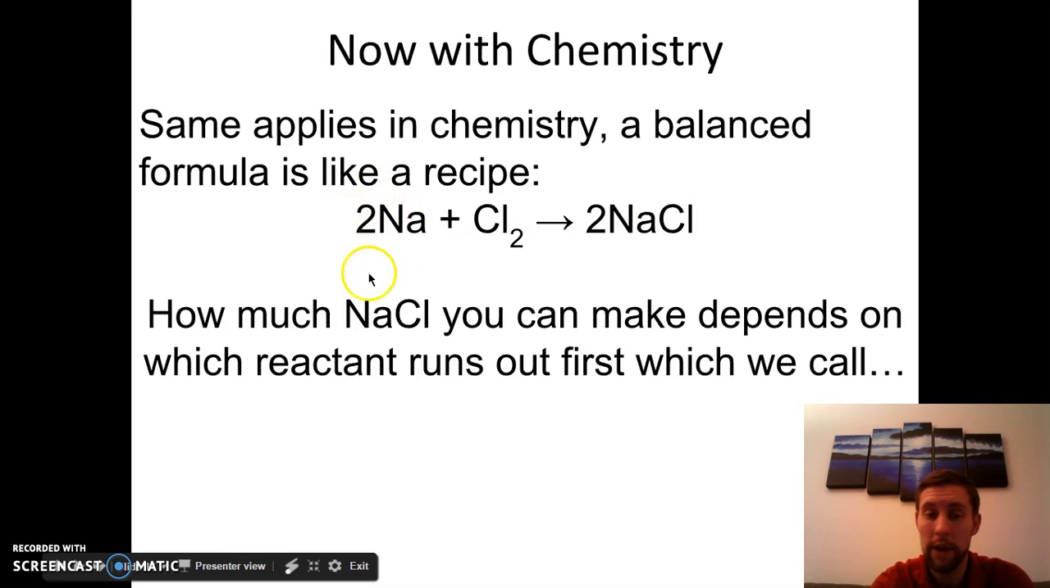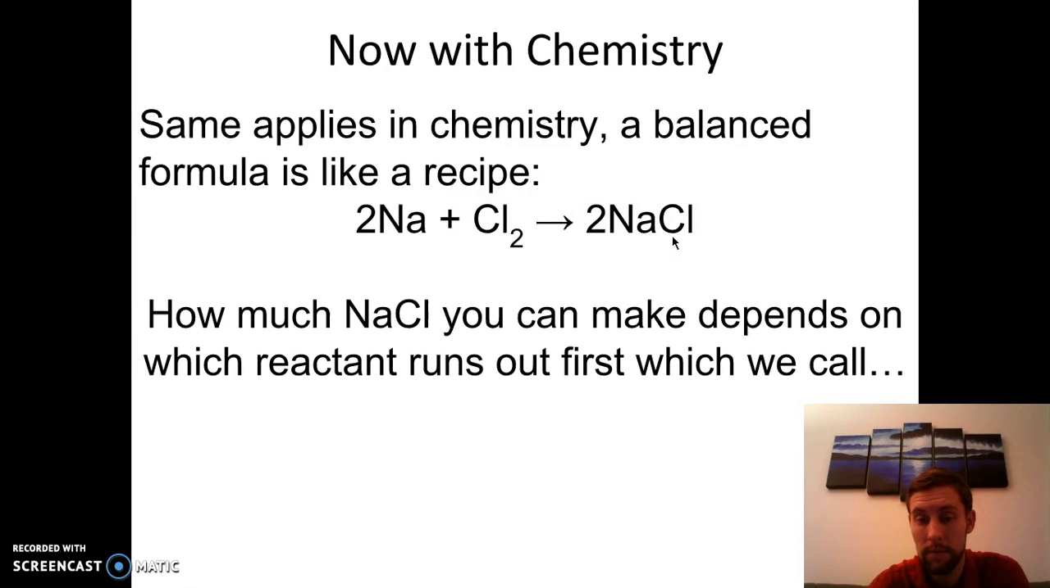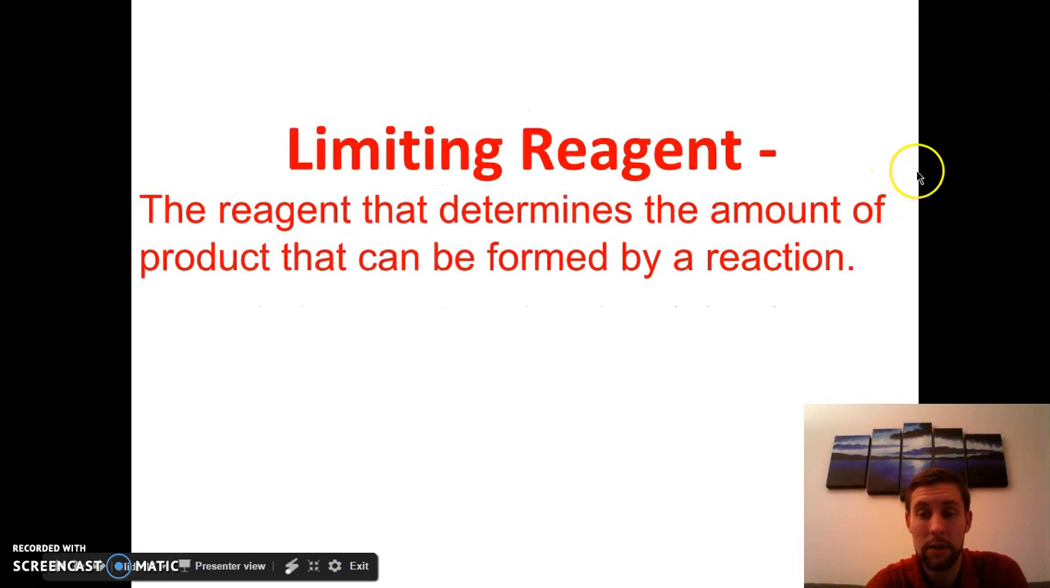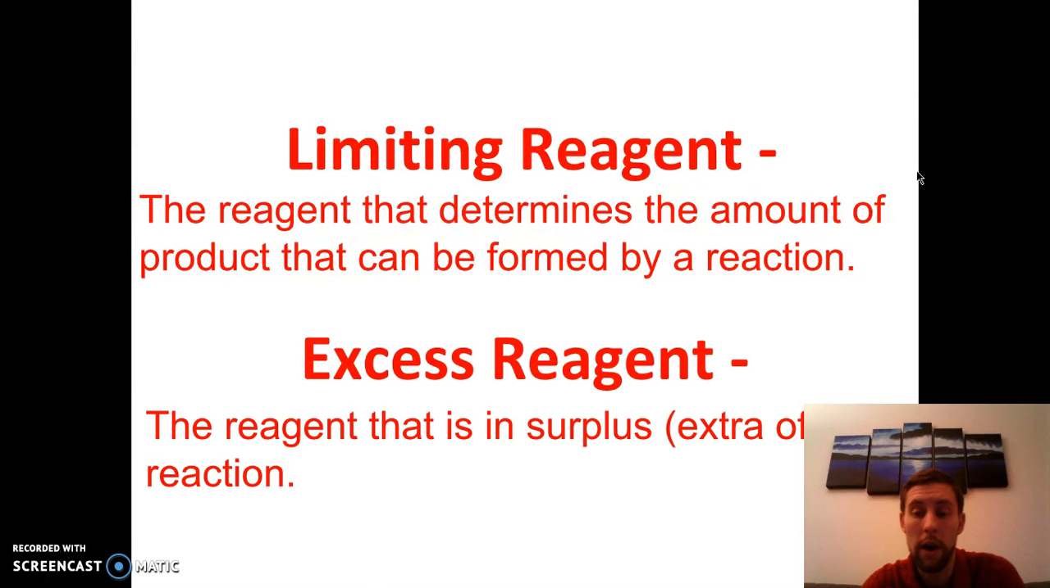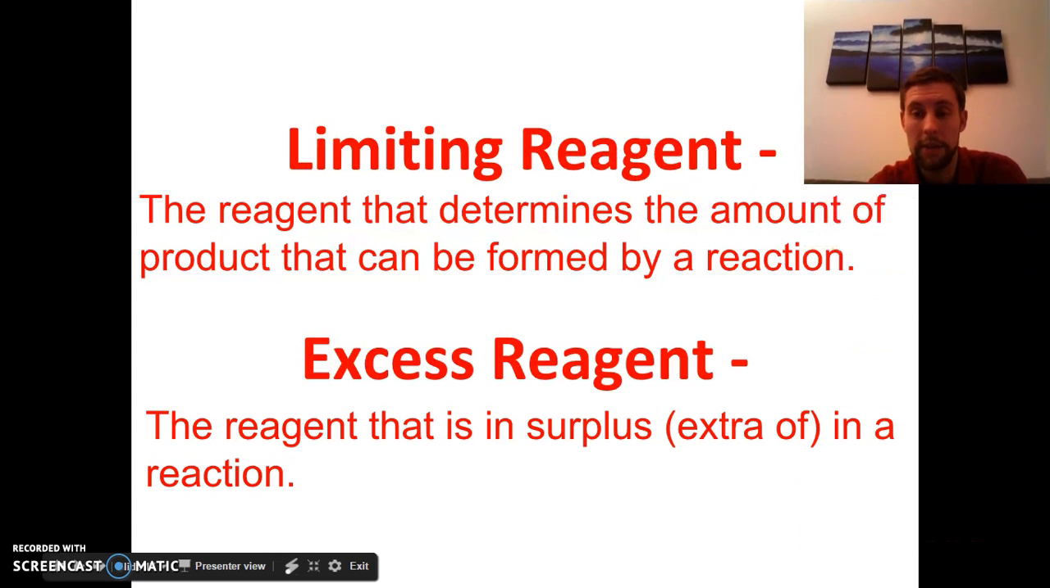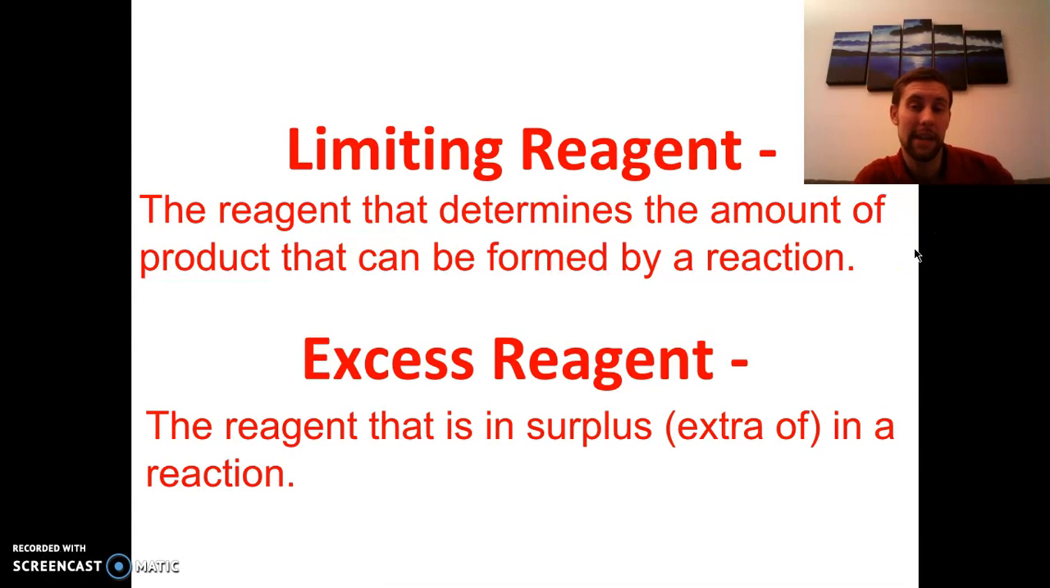Once you run out of sodium, you can't make sodium chloride. Or once chlorine is gone, you can't make NaCl. It's hard to do it without any Cl. That's why it's the limiting reagent or reactant. The other one, the one that you have lots of, is called your excess reagent or excess reactant. It's the one that you've got extra, surplus, a lot of in the reaction.